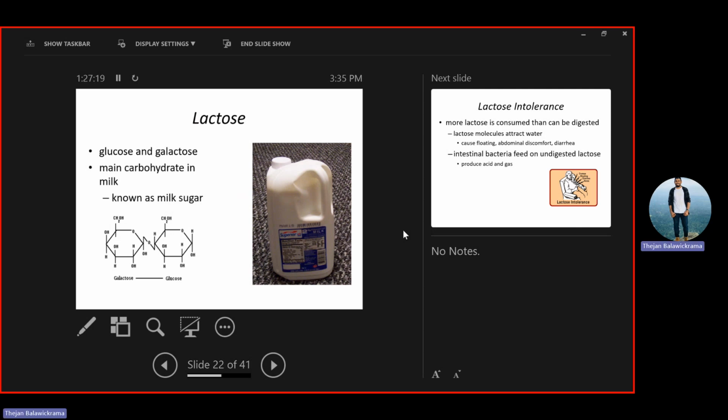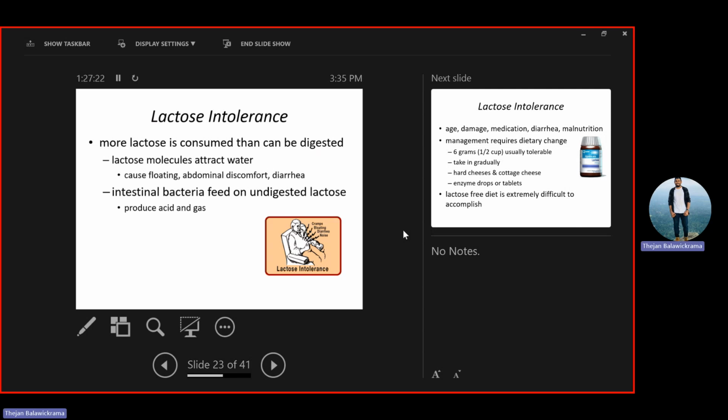This molecule has the ability to attract water molecules, right? It attracts water molecules. When it attracts water molecules, what is happening? You drink lactose, right? Now it is inside. Lactose molecules attract water molecules. Then the availability of water in the intestine is going to be less.